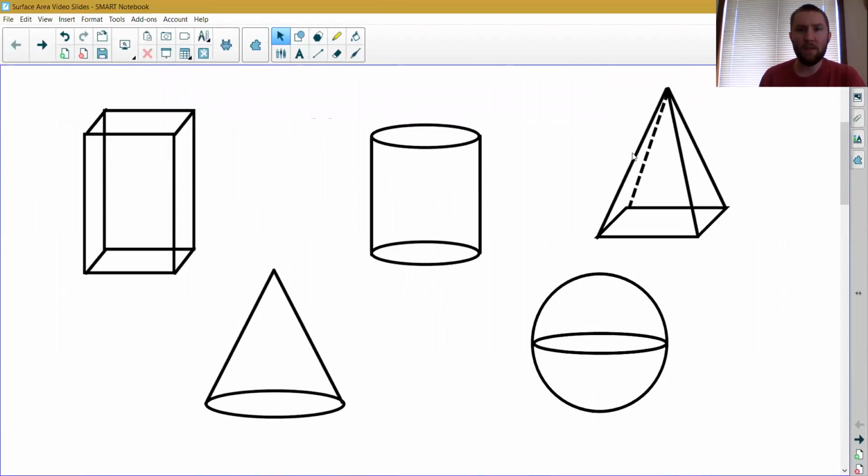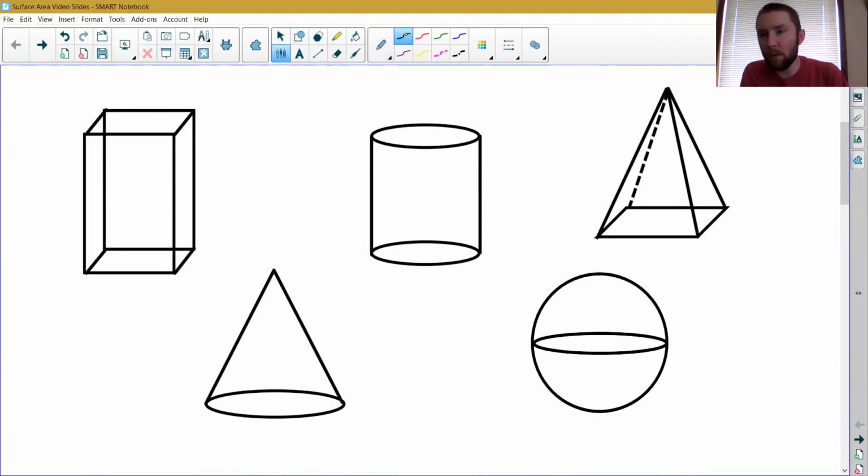Now, these 5 shapes correspond to the 5 sections in chapter 8. The first one is about prisms, which we see here. Specifically, this is called a rectangular prism. There are also things called triangular prisms, or you can make a prism out of any shape.